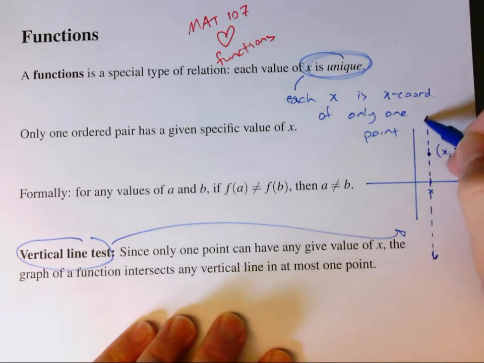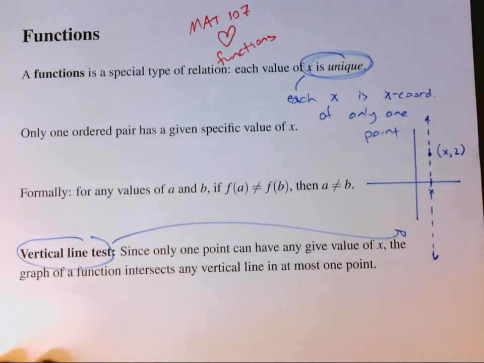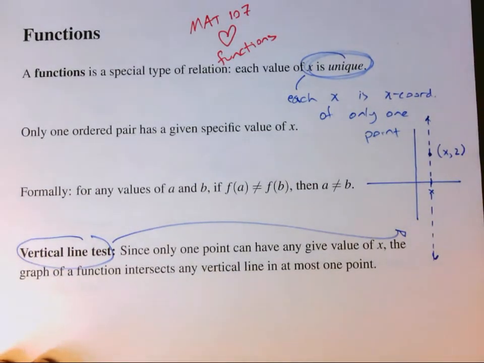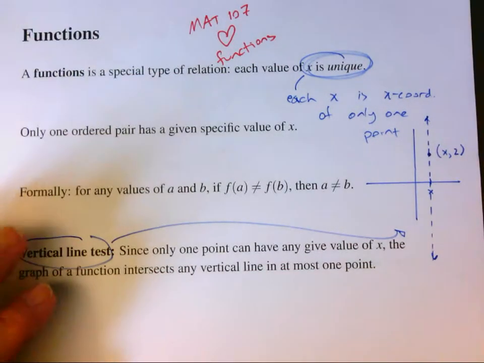Now, if you pick a point that's not in the domain, then there is no corresponding point in the relation or the function, so you'll have 0 points. It's okay to have 0 points. If it's a function and x is in the domain, you will have 1 point, but you can never have 2 or more points.